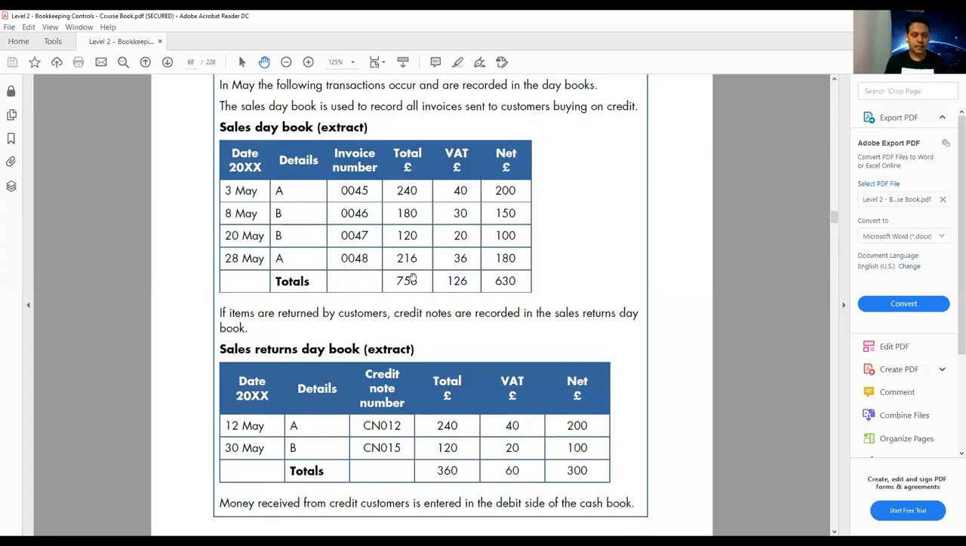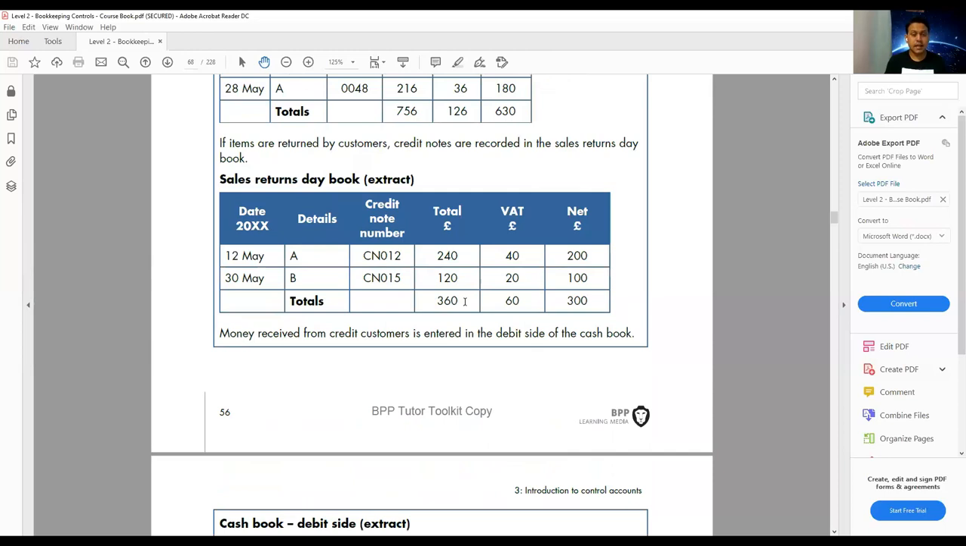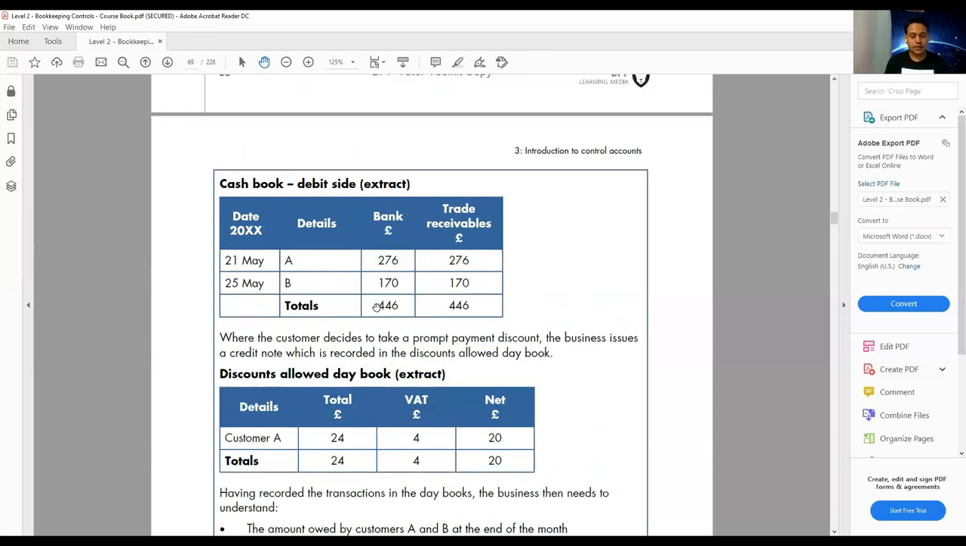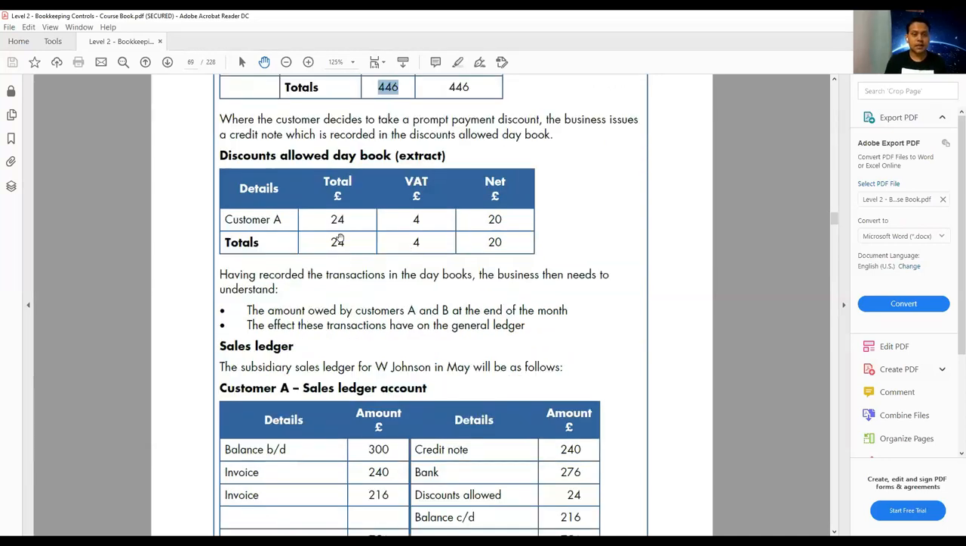Then sales day book, my total sales is 756. I'm going to take 756. Sales return day book, my total return is 360. I'm going to take 360. Cash book, I have received a total of 446. I'm going to take that one. And the discount allowed day book, 24. So we can move there.